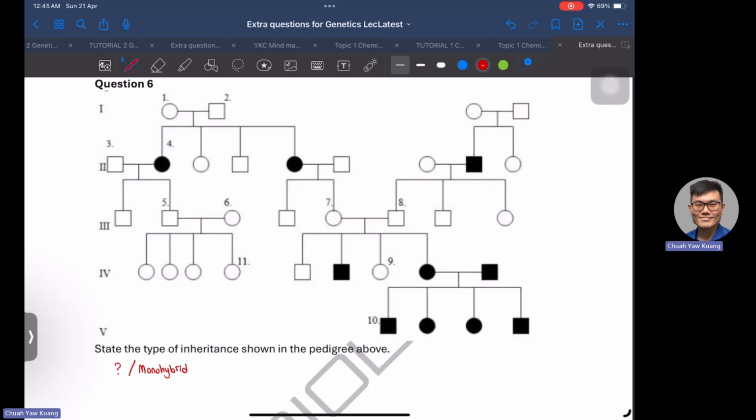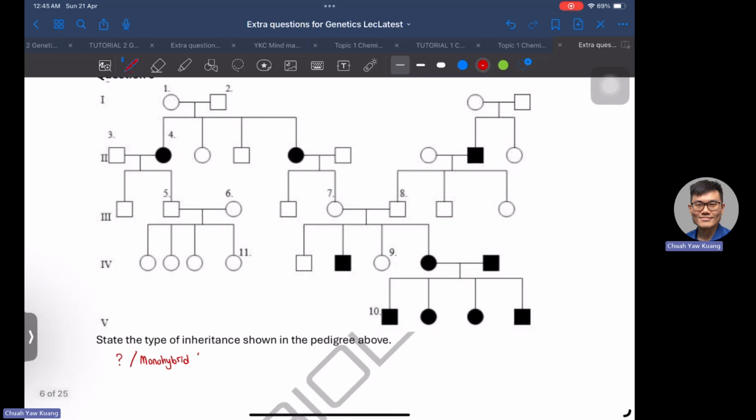Since it's a monohybrid cross, no matter whether it's sex-linked or autosomal, we will still use the type 1 method to solve the question. We just have to find the genotype of the parent, then find the possible gametes that can be produced by the parent, and then do the cross. So let's look at this.